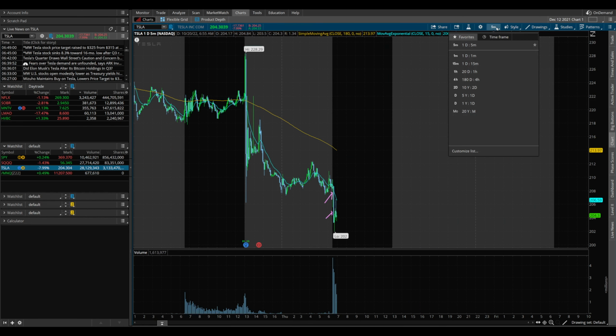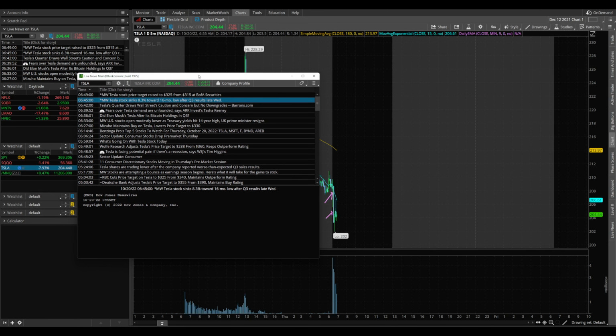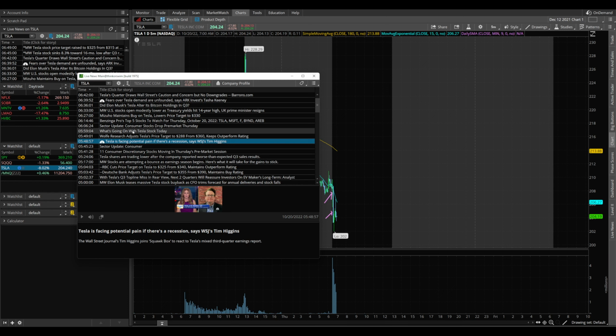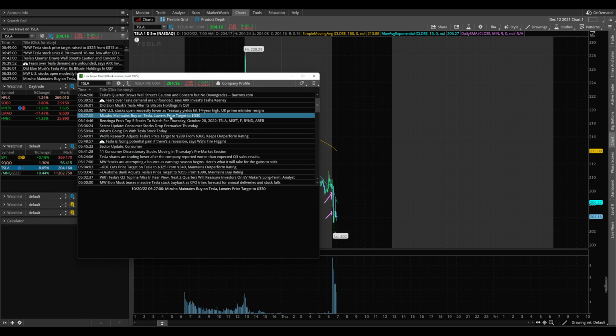The reason why I would do that is because, for one, there's a lot of bad news with Tesla right now. The main one that made me want to short this was because right here, Tesla shares are trading lower after the company reported worse than expected Q3 sales results. This is for 5:24, so 1 hour and 6 minutes before the market opened, and then later it says something about recession, and then something about a lower price target.